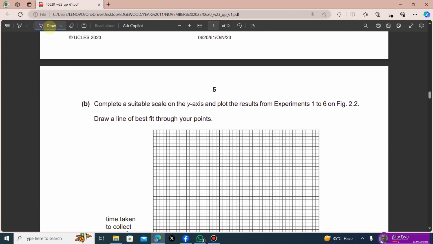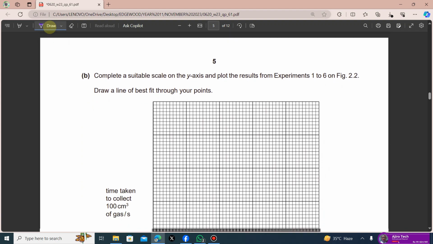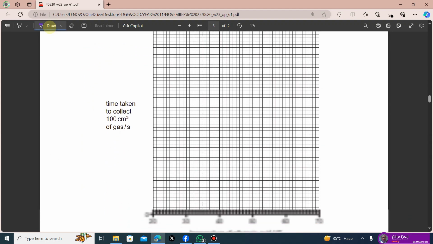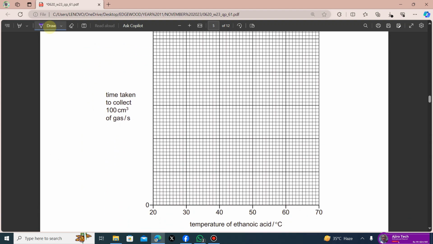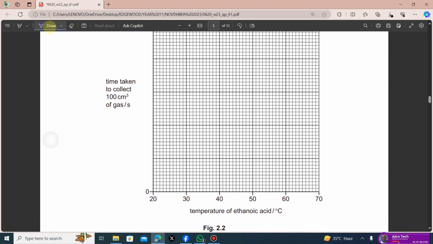The next thing is to put all this information into plots. If you look at the graph here, we see that the x-axis is the temperature of ethanoic acid.